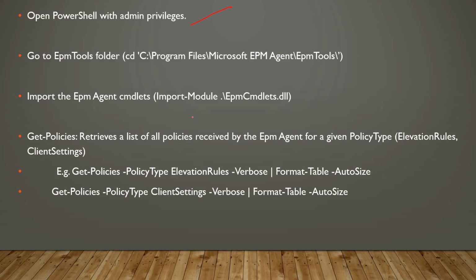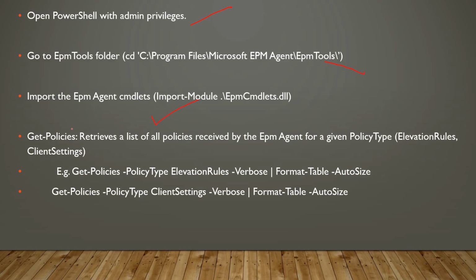Now let's say that I am the admin. The end user was not able to launch or install the Office Click-to-Run application, even though Office Click-to-Run was whitelisted. The end user is not an admin. Now I, who am the administrator, have to do some troubleshooting. This is one of the troubleshooting steps that I can do. I have to launch PowerShell on the device as an admin, and then go to Program Files, the Microsoft EPM Agent directory, and under that go to EPM Tools, and the first thing I have to do is import this module.